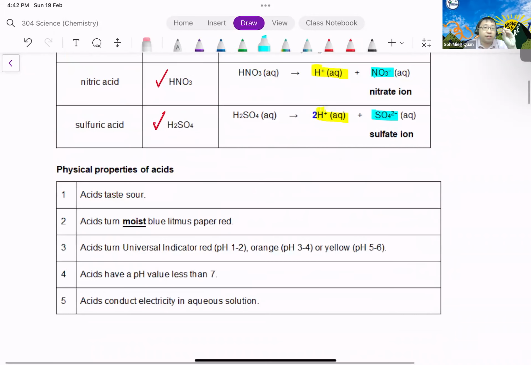Now, there are 5 physical properties of acids. I think the first 3 you should know very well. Firstly, acids taste sour. That's obvious to you by now. Many of the fruits that you eat are sour because they contain acids. Next, acids turn moist blue litmus paper red.